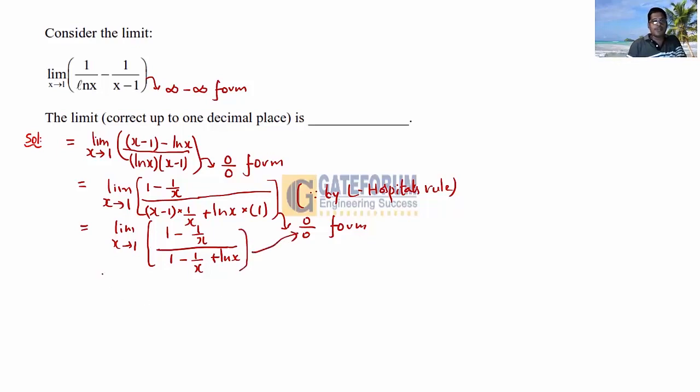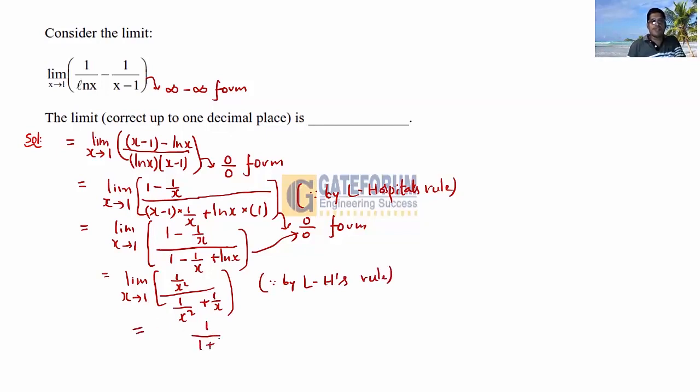This is again 0 by 0 form, so it is equal to limit x tends to 1. The derivative of 1 is 0, and the derivative of 1 by x is minus 1 by x square. There is already a minus, so this is 1 by x square, divided by the derivative of the denominator: the derivative of minus 1 by x is 1 by x square, and the derivative of log x is 1 by x. Since by L'Hospital's rule, I am writing short form LHS. Now put direct substitution x equal to 1: numerator 1, denominator 1 plus 1, equal to 1 by 2. To one decimal point, this is 0.5. So the answer is 0.5. This is the end of the question.